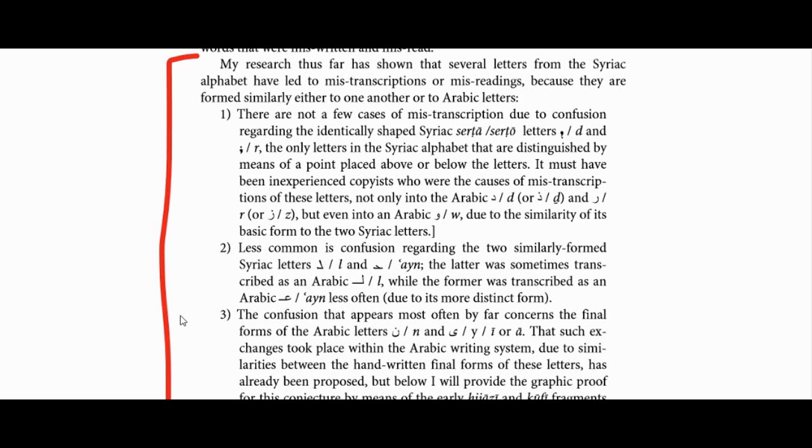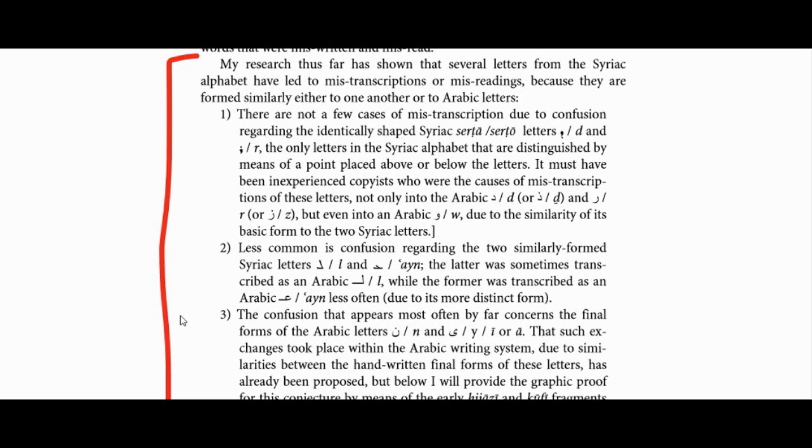The only letters in the Syriac alphabet that are distinguished by means of a point placed above or below the letters. It must have been inexperienced copyists who were the causes of mistranscription of these letters, not only into the Arabic, and we have the Dal, or the D, and the Dhal, or Thal, and the Ra, or the R letter, and the Zay, or the Z. Notice how the Ra and the Zai are distinguished with just a dot over the Zai.